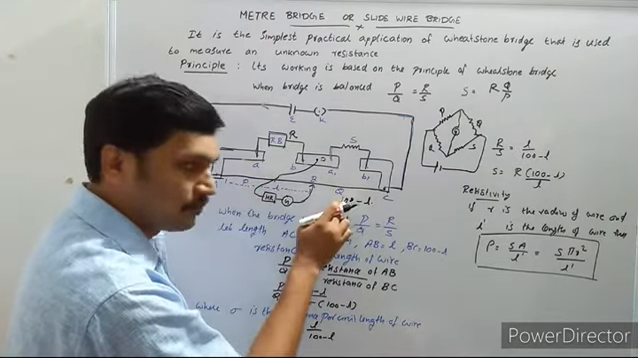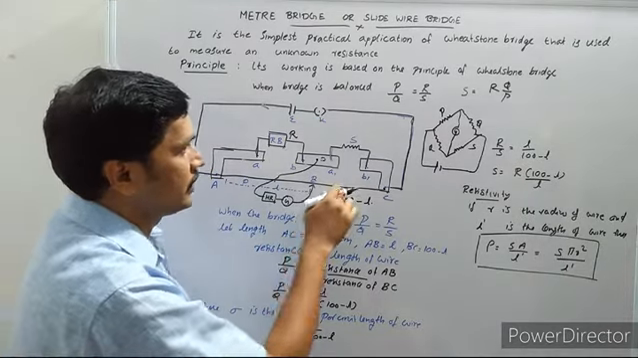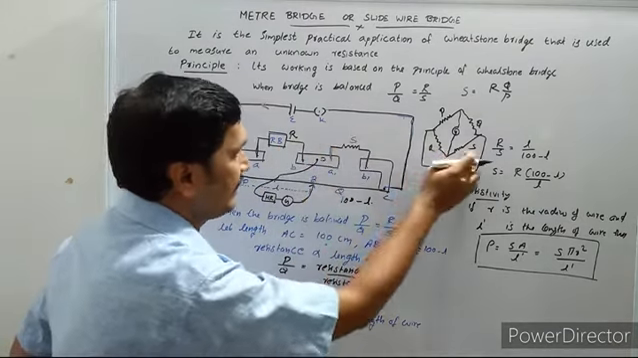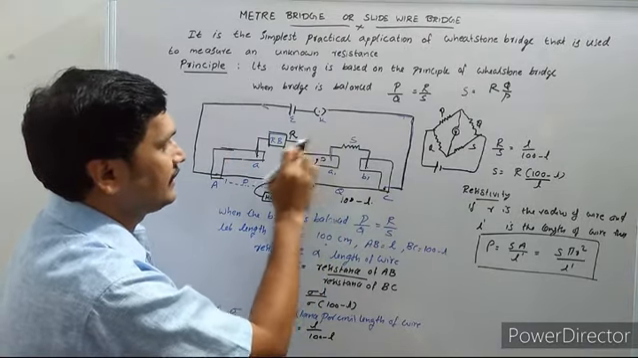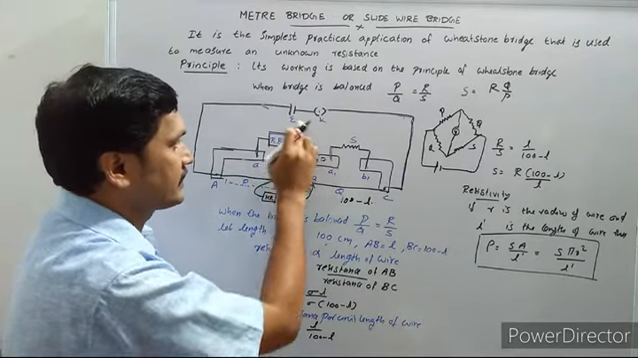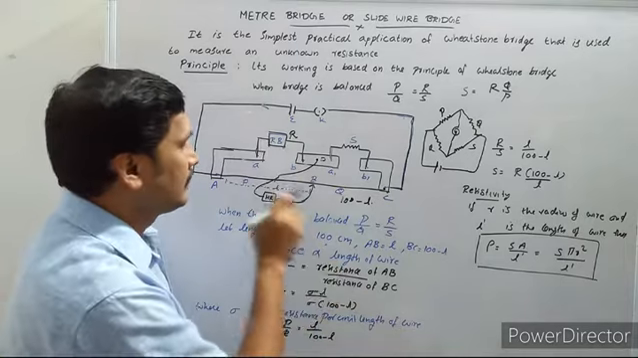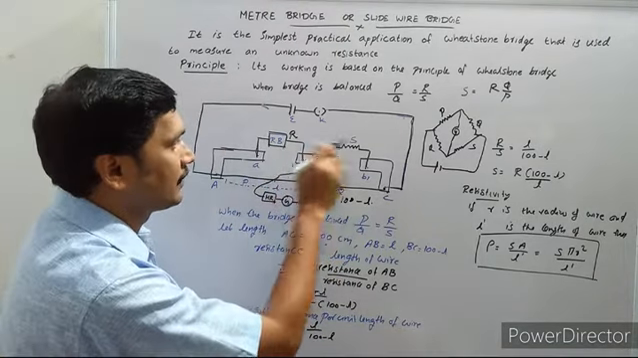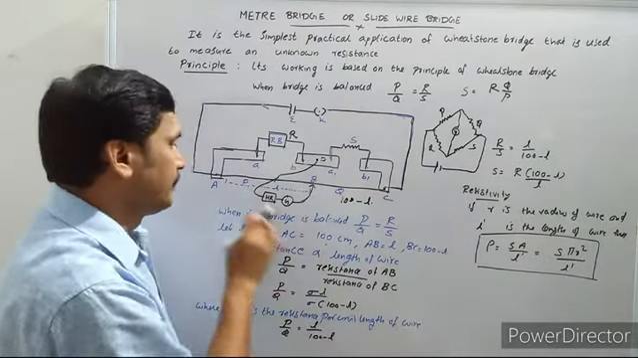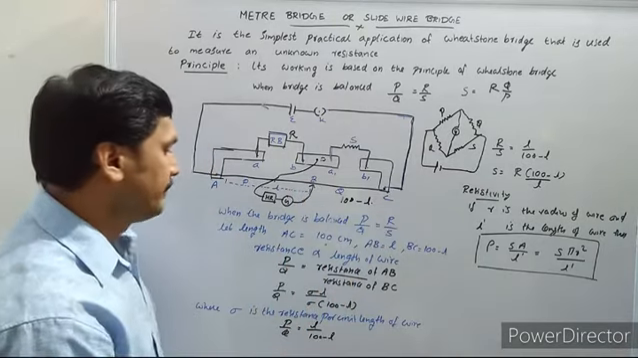The bridge is balanced, so we can write P by Q is equal to R by S. We are introducing some resistance in the resistance box, say that resistance is capital R, and the unknown resistance is S. So we can easily write P by Q is equal to R by S. Now we want to find what P and Q are. P is the resistance of the wire AB and Q is the resistance of the wire BC.